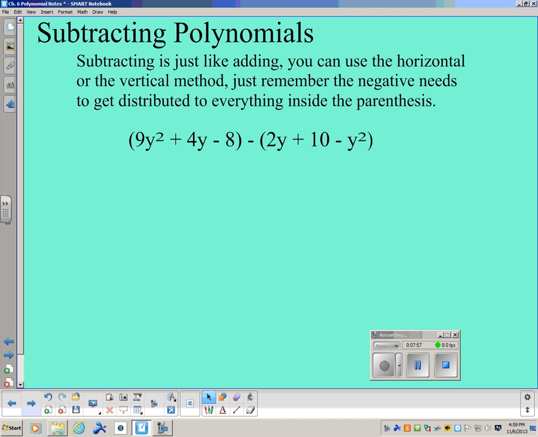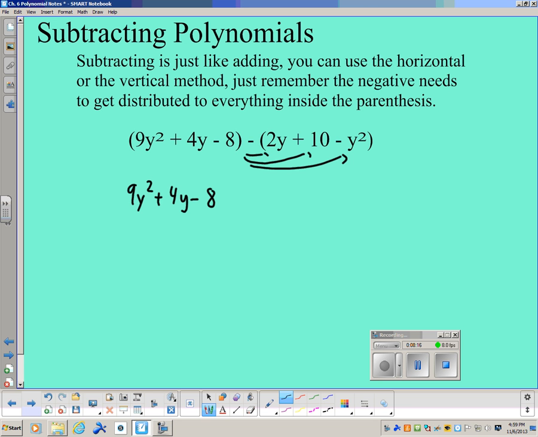And you can use either the horizontal or vertical method. Just remember the negative needs to get distributed to everything inside the parentheses here. So if I go ahead and use the horizontal method, I have to distribute the negative sign through the parentheses here. So I get 9y squared plus 4y minus 8.